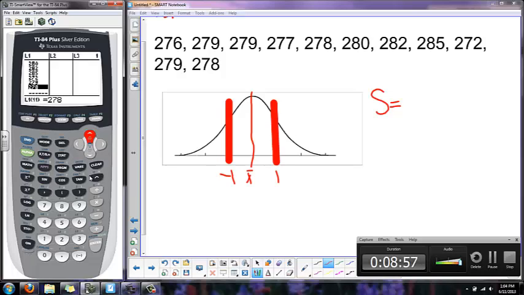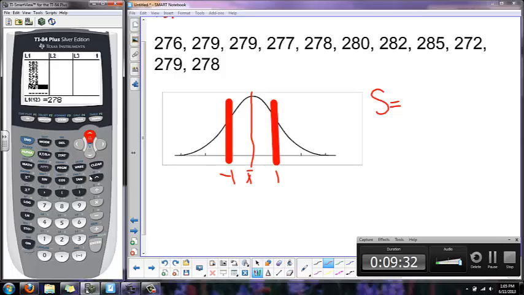So it says that I have 11. Did I miss one? Let's just go back and check, because right now it says I have 11 scores and I'm supposed to have 12. 276, 279, 279, 277, 278. Oh, I missed a 278. See, that's why it's always good to check. So it doesn't matter what order we list them in, so I'm just going to list it right down at the bottom. I missed a 278. Okay. Now I have 12 scores.